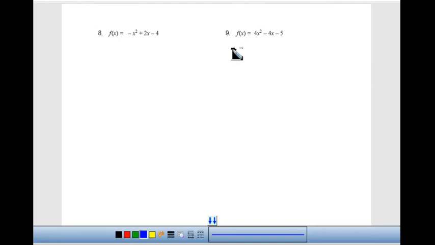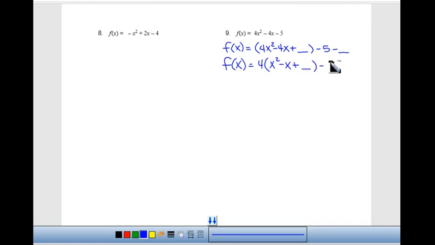In number 9, we're going to start the same way. Put a parentheses around your x terms. Put a plus blank inside the parentheses and put a minus blank on the outside of the parentheses. If there's a lead coefficient, you have to divide that number out of the terms in the parentheses. So I'm going to take a 4 out, which leaves me with x squared minus x. And then because I have a 4 at the front of my problem, I need to put a 4 at the end also.